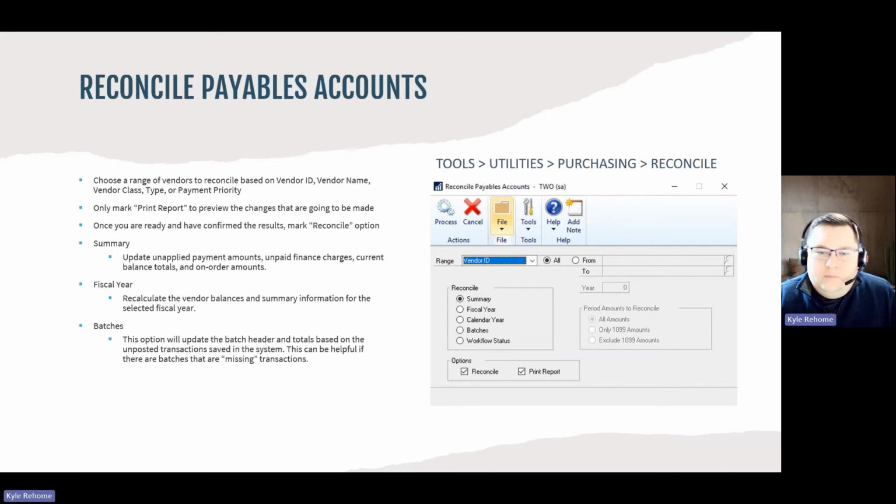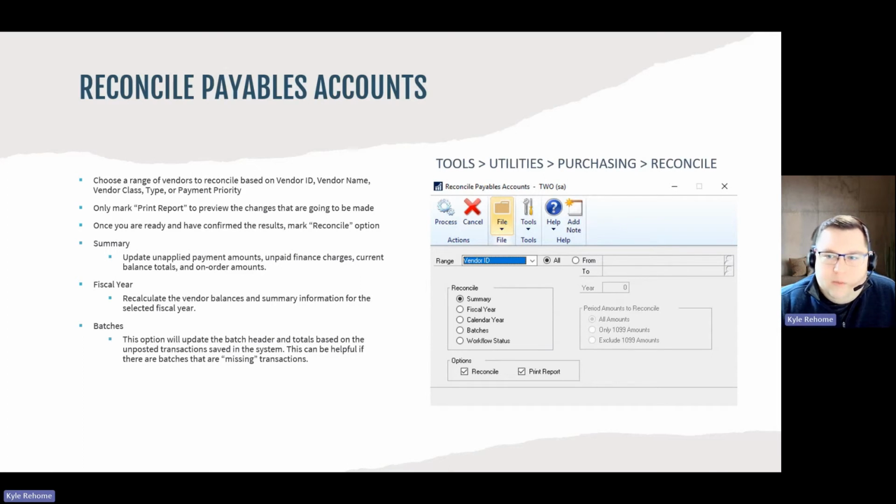And then here, we also have the option to reconcile batches, very similar to general ledger. This will update those batch headers and make sure those totals on the batch are correct. This is helpful if your batch looks like it's missing transactions, or if you need approvals and verification on those batch totals before posting. Sometimes if things are out of alignment, you just have to run this reconcile utility to fix that.